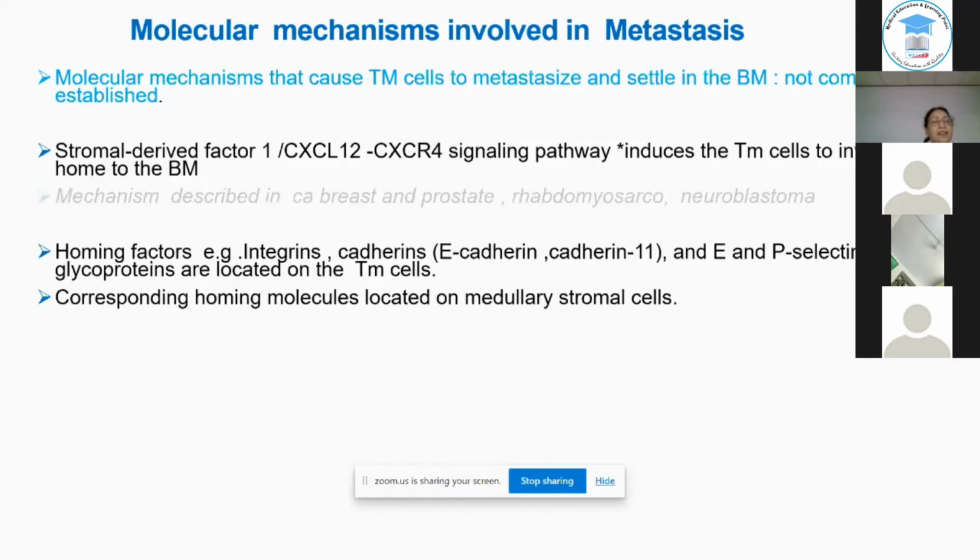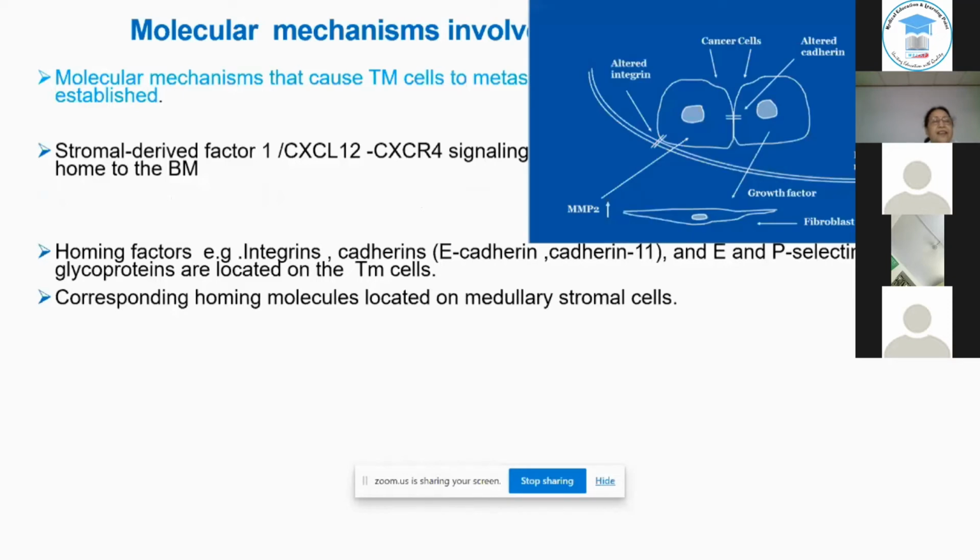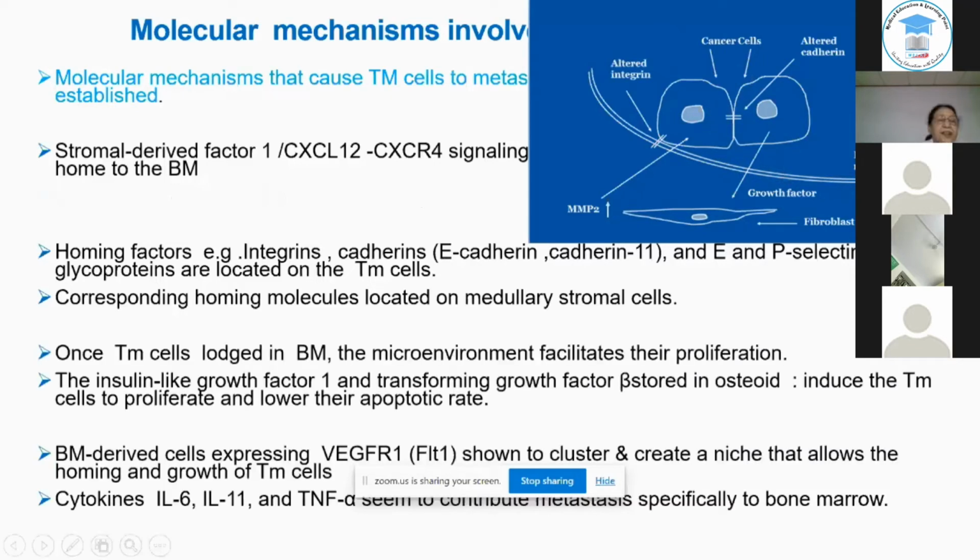Then there are homing factors like various integrins, cadherins, and E and P selectin ligands, which are located on the tumor cells, and corresponding homing molecules are located on the medullary stromal cells. So once these tumor cells are lodged in the bone marrow, the microenvironment facilitates their proliferation.